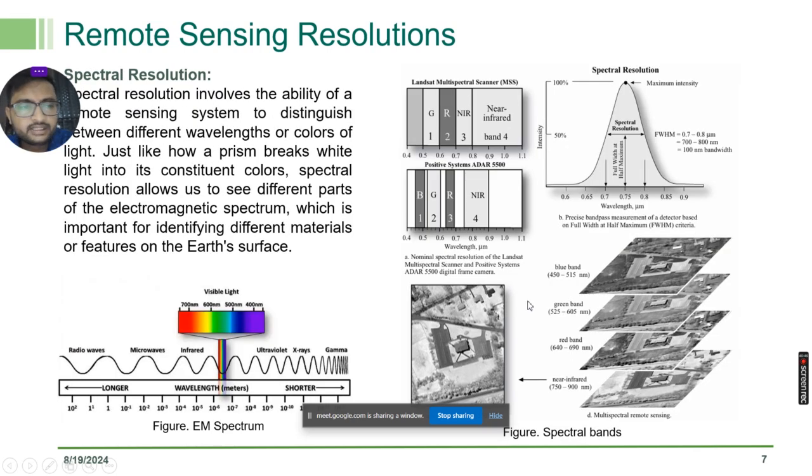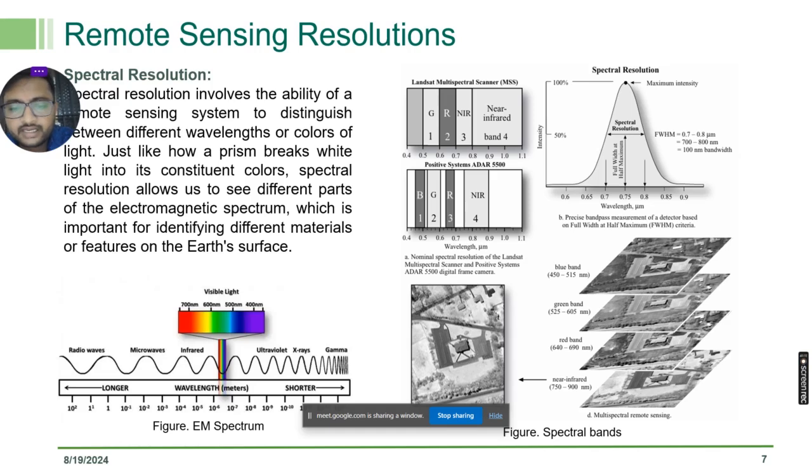Now the next resolution is the spectral resolution. We learned about the electromagnetic spectrum in the last class. How much portion of the electromagnetic spectrum we are extracting, or how much information from this electromagnetic spectrum we are getting, is termed as spectral resolution.